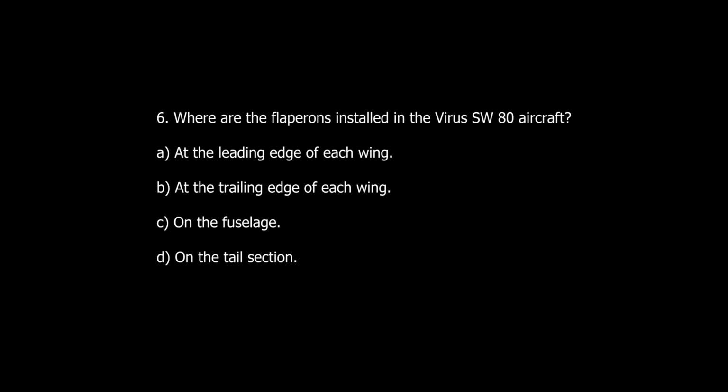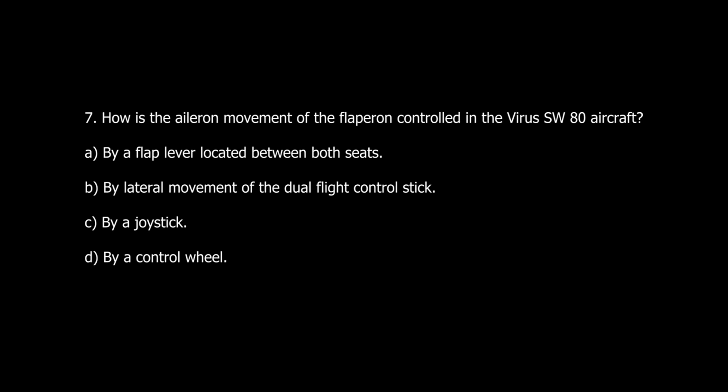Question number 6. Where are the flap ailerons installed in the Virus SW-80 aircraft? A. At the leading edge of each wing. B. At the trailing edge of each wing. C. On the fuselage. D. On the tail section.